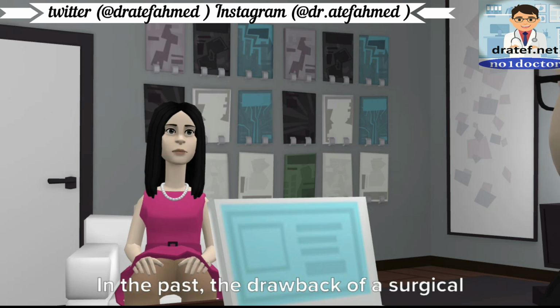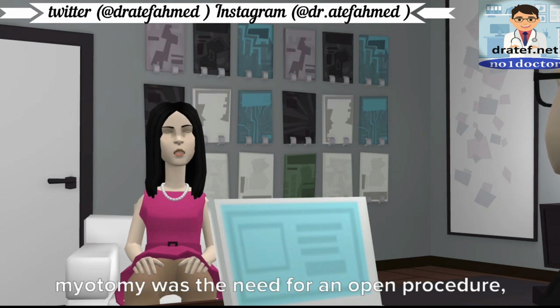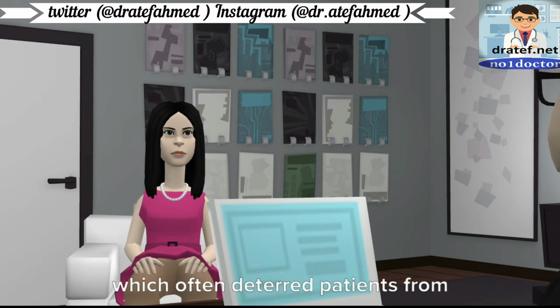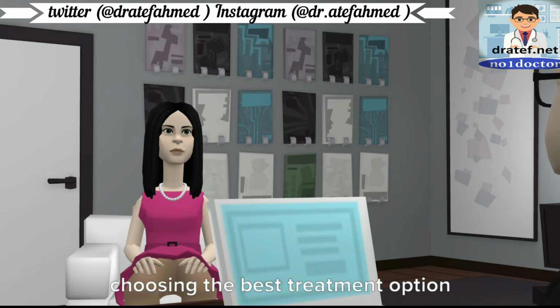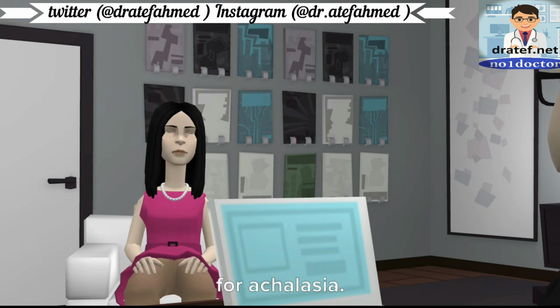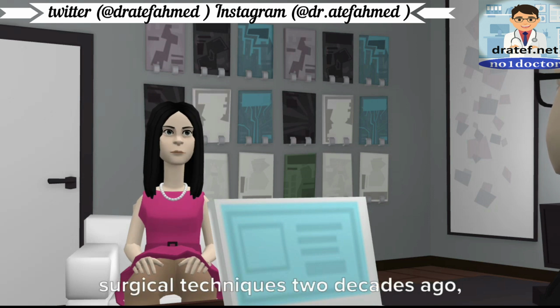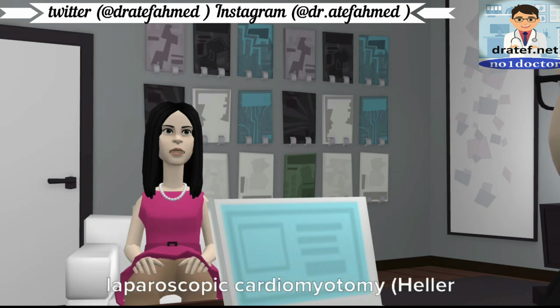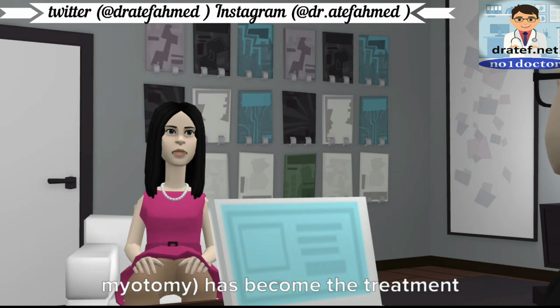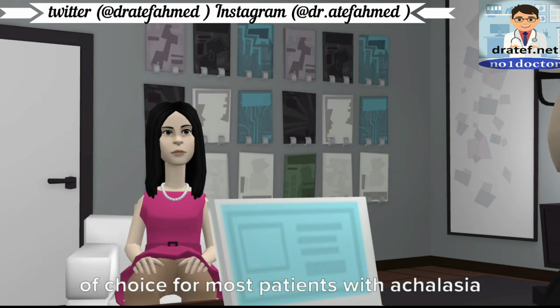prevention of postoperative reflux. In the past, the drawback of a surgical myotomy was the need for an open procedure, which often deterred patients from choosing the best treatment option for achalasia. With the advent of minimally invasive surgical techniques 2 decades ago, laparoscopic cardiomyotomy, Heller myotomy, has become the treatment of choice for most patients with achalasia.